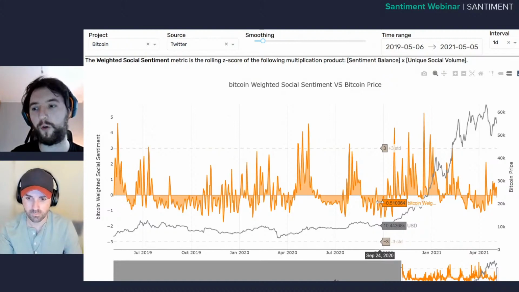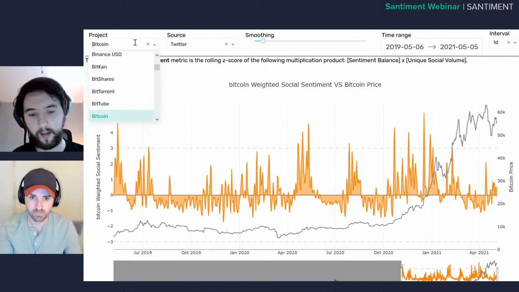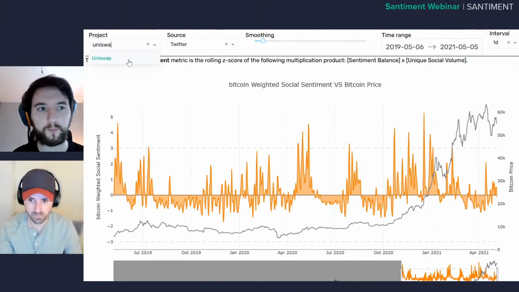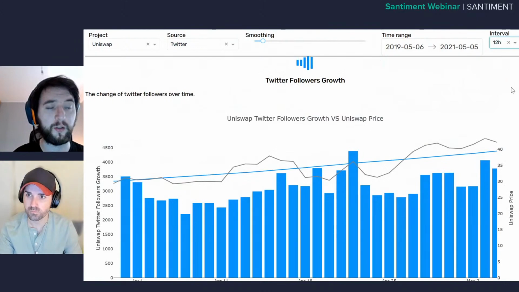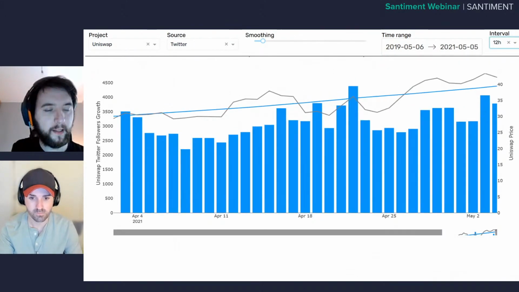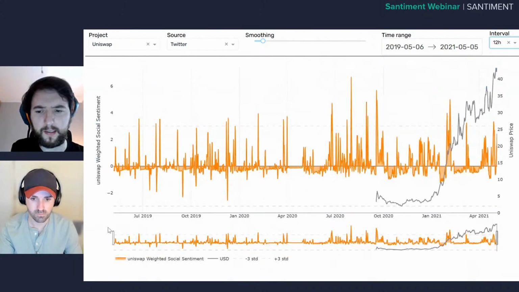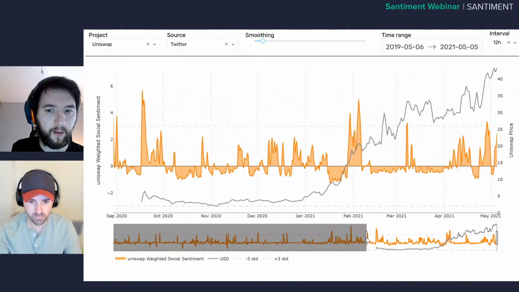So I'm going to share a few more examples. This is Bitcoin, but I'm going to share a few more examples of coins that I've prepared. Number one is Uniswap. Okay, let's check out Uniswap. Let's take the 12-hour interval. And I think you're going to see in a few of these examples that it's not always as clear as you might want, but that's life, right?